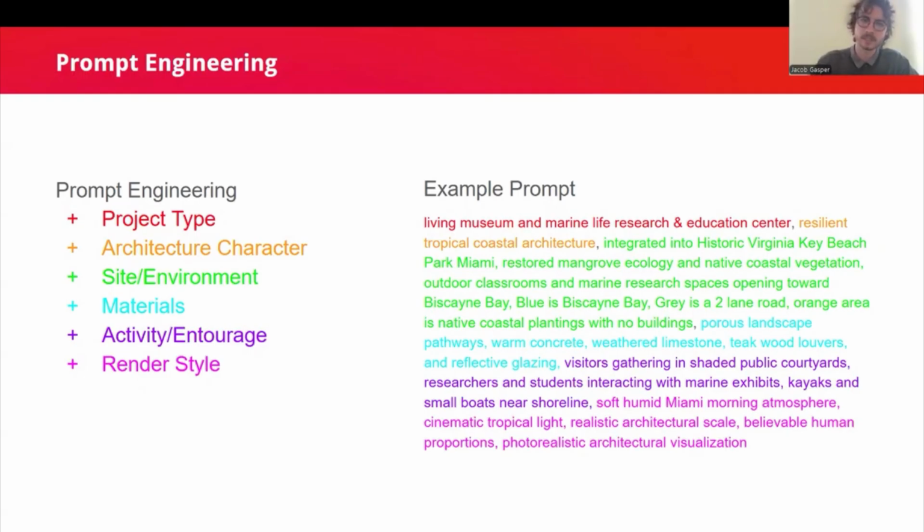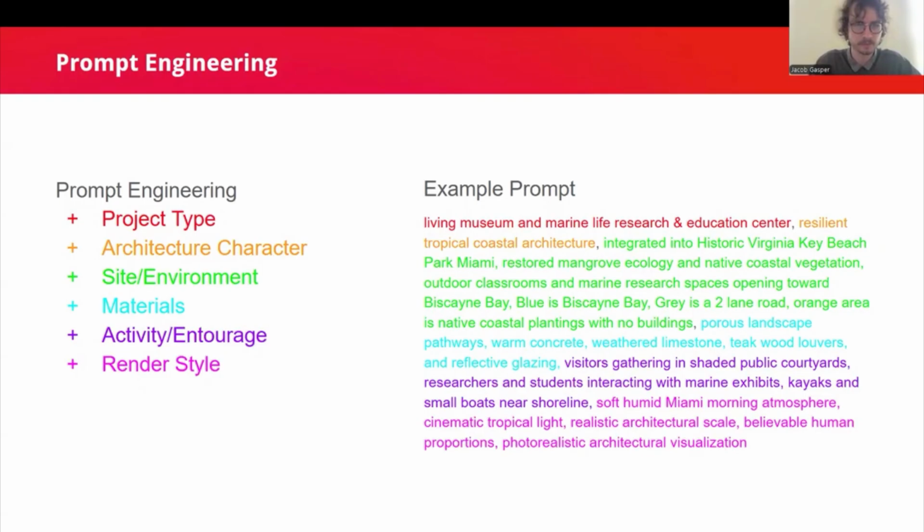You can also see that I put Biscayne Bay is blue, and then the gray are two-lane roads. The orange is native coastal plantings. You'll see during the demo that I actually made the different areas and objects inside of my input image different colors, so that I could clearly say, I want the orange to be this, I want blue to be this, and that's very easy for it to catch on to.